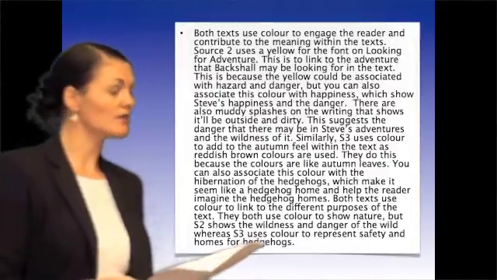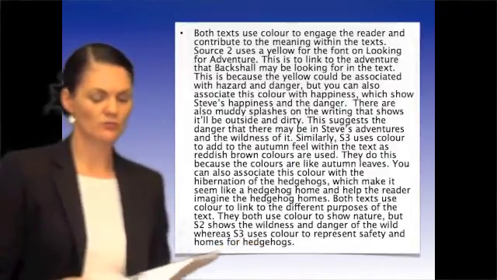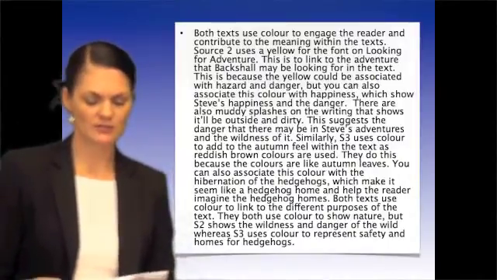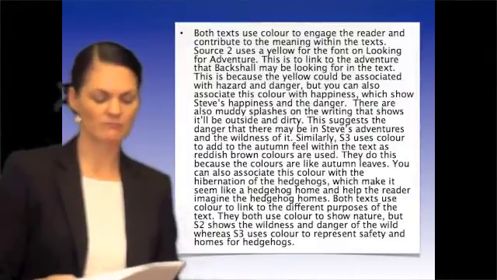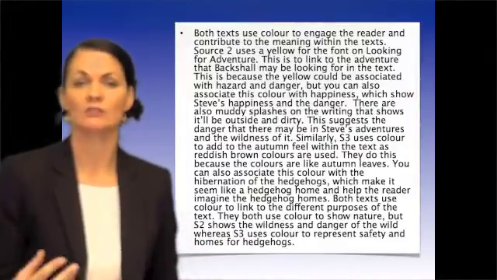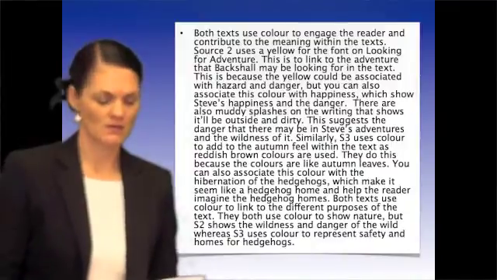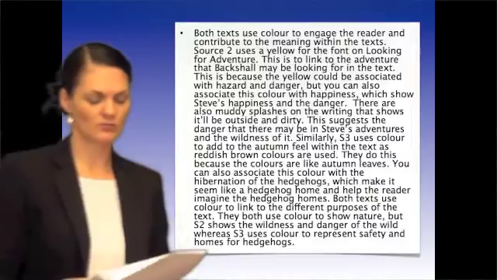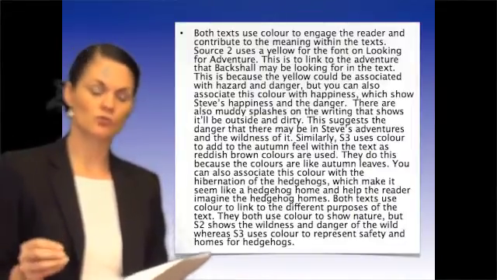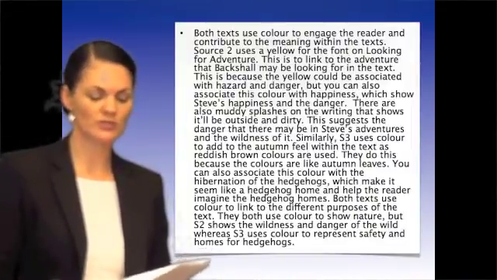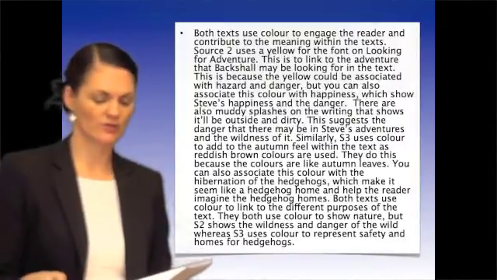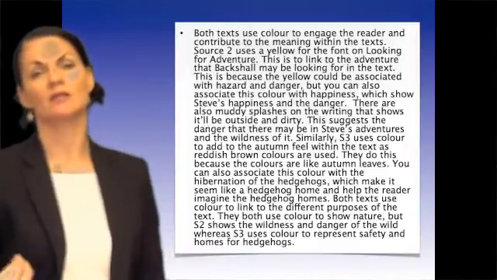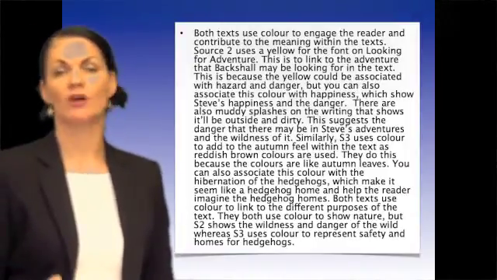They do this because the colours are like autumn leaves. You can also associate this colour with the hibernation of the hedgehogs, which makes it seem like a hedgehog home and helps the reader imagine the hedgehog environment. Both texts use colour to link to the different purposes of the text. They both use colour to show nature, but source 2 shows the wildness and danger of the wild, but source 3 uses colour to represent the safety and the homes for hedgehogs.